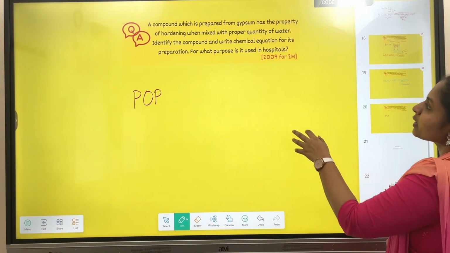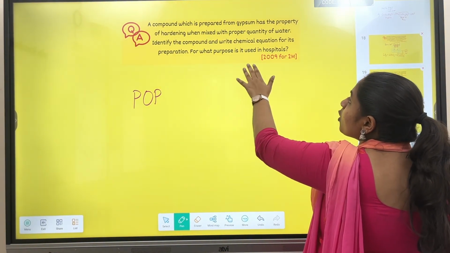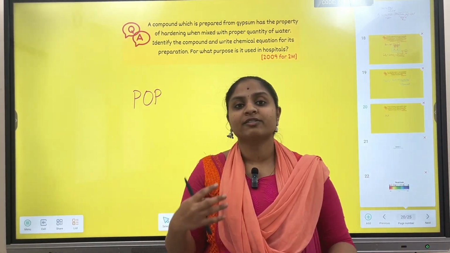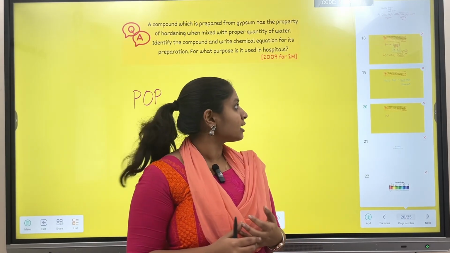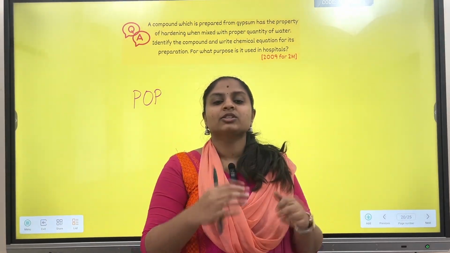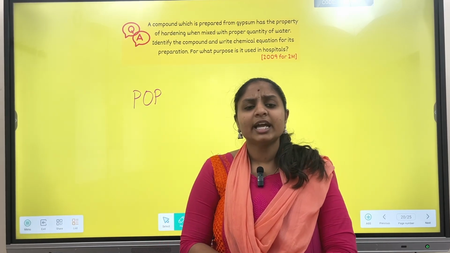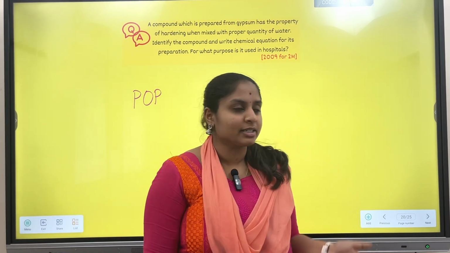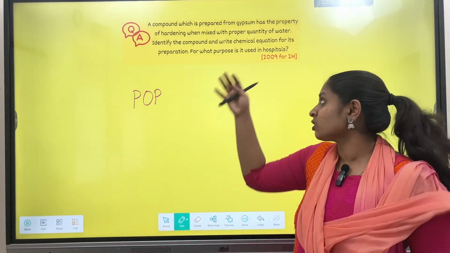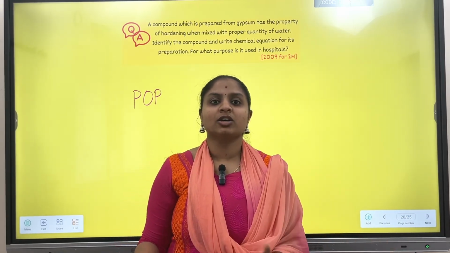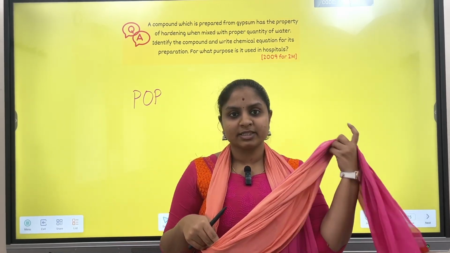And the third part of the question is for what purpose is it used in hospitals? It is used as a cast over fractured bones, and you can write that it is used as a cast for fractured bones and is helpful in treatment. With that statement, if you answer all three parts, you will get 2 marks. So now we have solved questions on salts and seen some previous year questions.